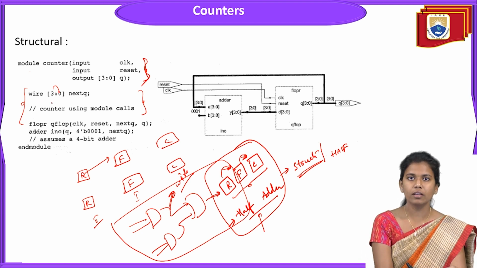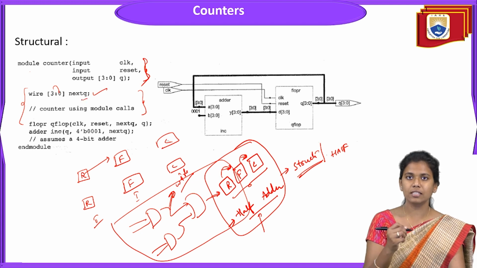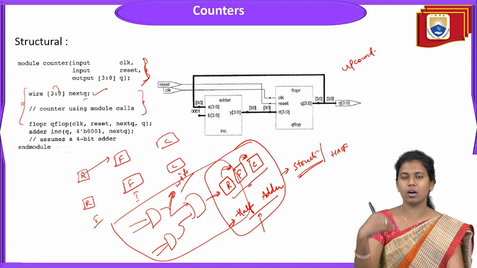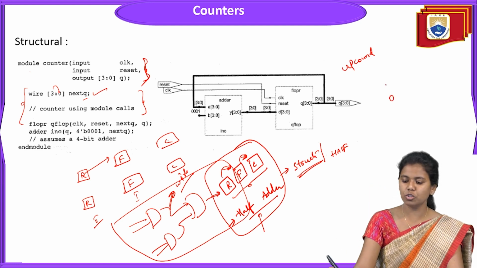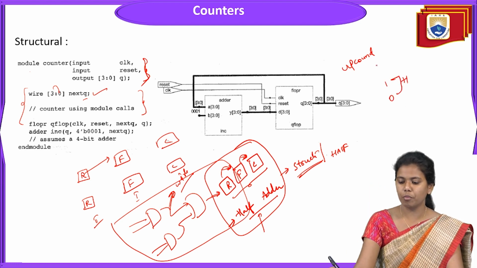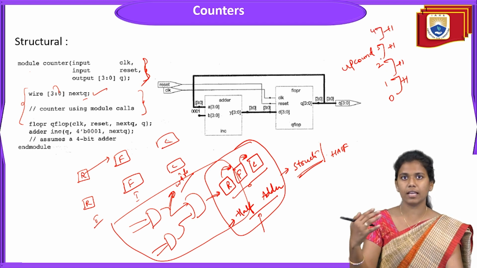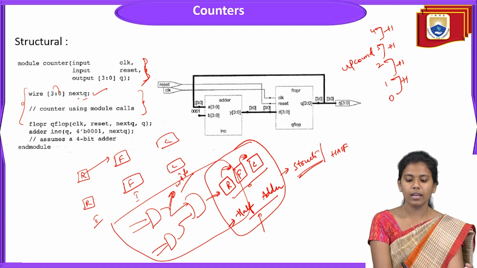So here, wire [3:0] next_Q. Why am I mentioning next here? Because it's an up counter. I must go from bottom to top: from 0 to 1, I must increment by 1; from 1 to 2, increment by 1 again; from 2 to 3, increment by 1; and again from 3 to 4, increment by 1. So in this case, we have to go for next, next, next. Here, wire is meant to connect the peripheral devices or the internal modules, and then next_Q.